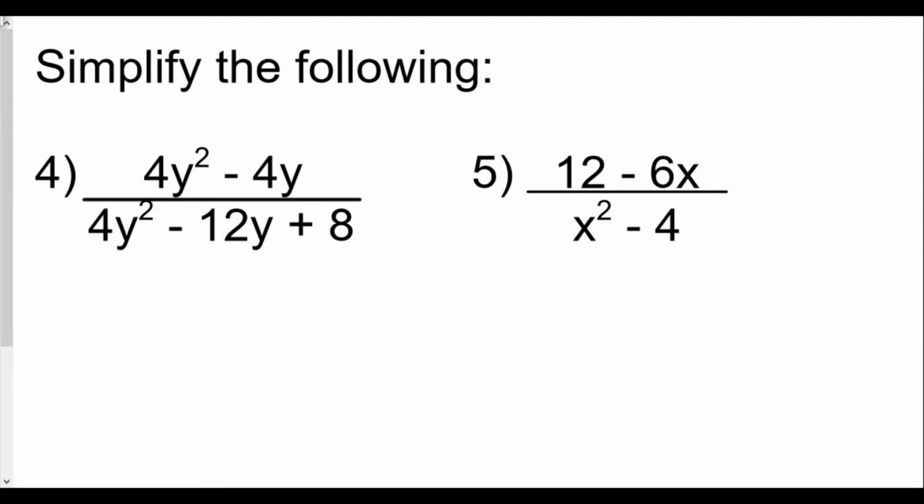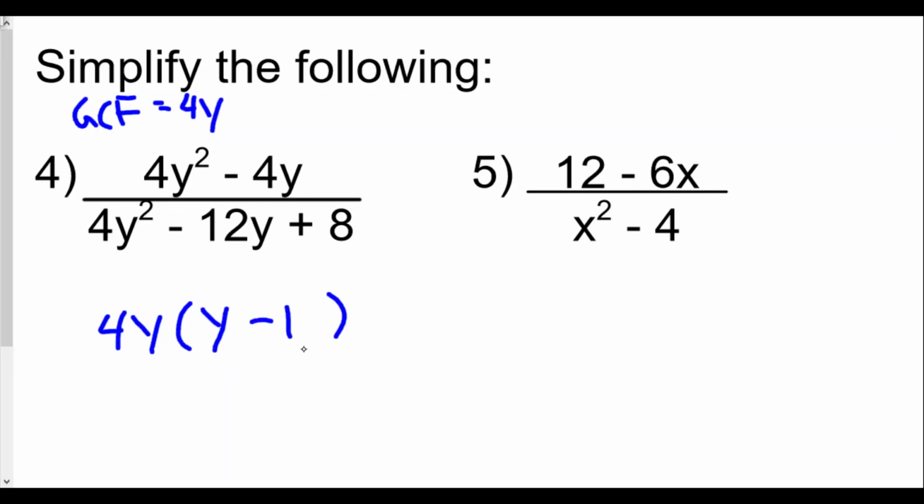So we have to simplify the following. Again, we want to factor. So we take a look, number 4. 4y squared minus 4y. We always begin with greatest common factor. Well, what's our GCF? Our GCF for the numerator looks like 4y. So we have a numerator of 4y, and our remaining factor, when we divide 4y squared by 4y, we get y. And negative 4y divided by 4y is minus 1. And so these are our factors.